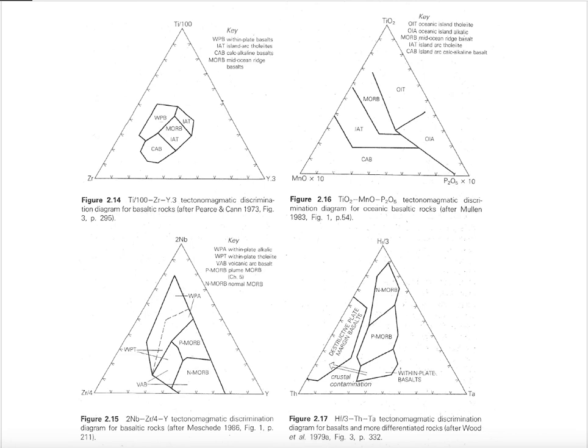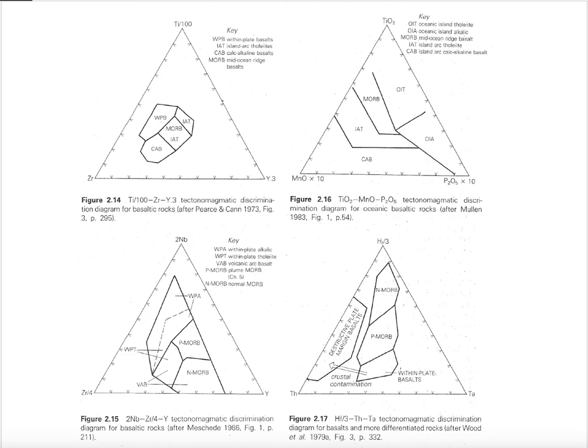Then we have the MORB, these are the mid-ocean ridge basalts, and they each have a field. When you have found a rock sample somewhere and you identify this sample as a basalt, you make your analysis and plot it in all these variation diagrams. Then you get a first impression of in which geotectonic setting this rock has been formed.